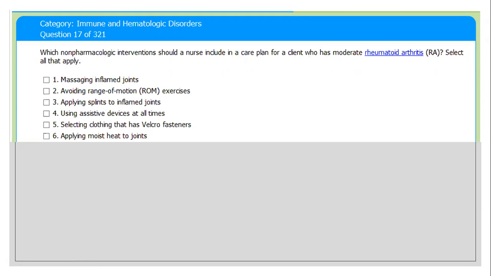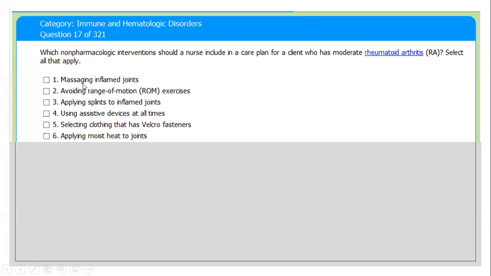So rheumatoid arthritis is a chronic inflammatory disease that affects the joints, and this results in painful joints, swelling of the joints, and stiffness in the joints. So about rheumatoid arthritis, out of the options, which are correct? Select all that apply means more than one answer.